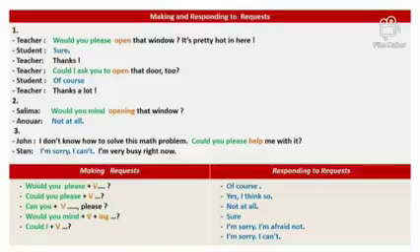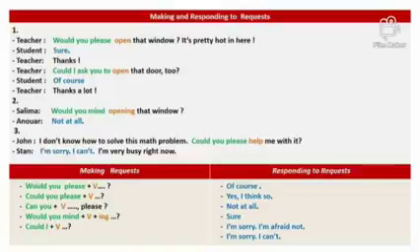So we use different expressions. For making requests, we can use would you please plus verb. Could you please plus verb. Can you plus verb please. Would you mind plus verb with ing or gerund. Could I plus verb. Okay, so in these expressions, as I said before, would you, could you, can you, and could I, we use the bare infinitive. Okay, and would you mind plus gerund or verb with ing.